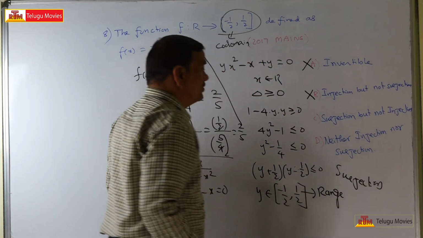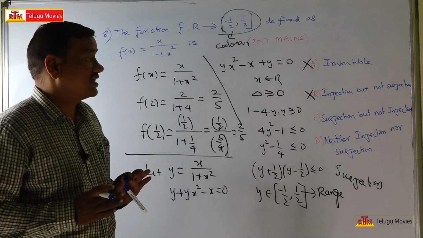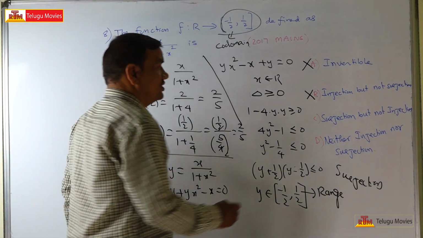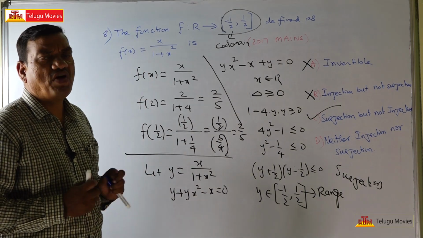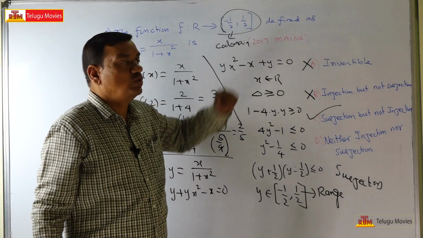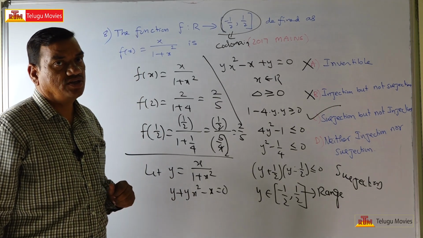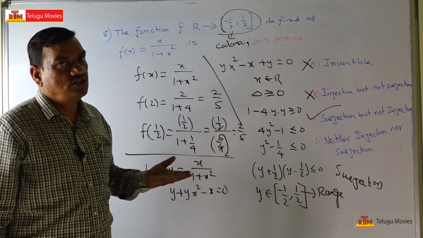So from this, what can you say? The function is a surjection but not injection. So option C is the correct answer. Very easy problem. It was asked in the 2017 mains examination. I hope that you can understand this solution.